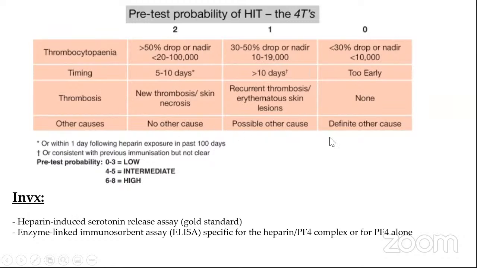Obviously, there are investigations we can do, which is the heparin-induced serotonin release assay, which is the gold standard for HIT. The other test is the enzyme-linked immunosorbent assay, ELISA, which is specific for the heparin-platelet factor 4 complex. So the gold standard is the assay. When you have a high probability score, you can do the assay, just to make sure about your diagnosis.